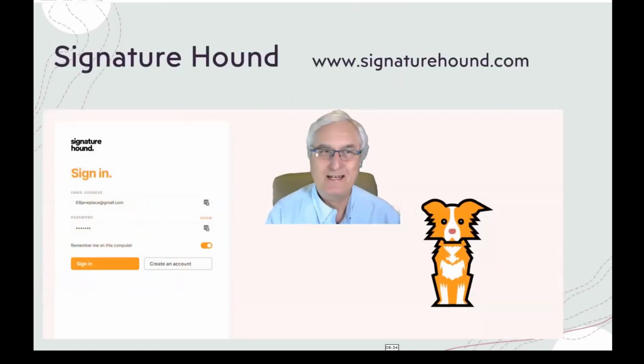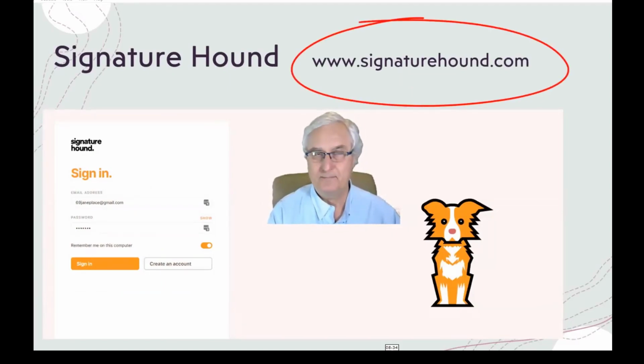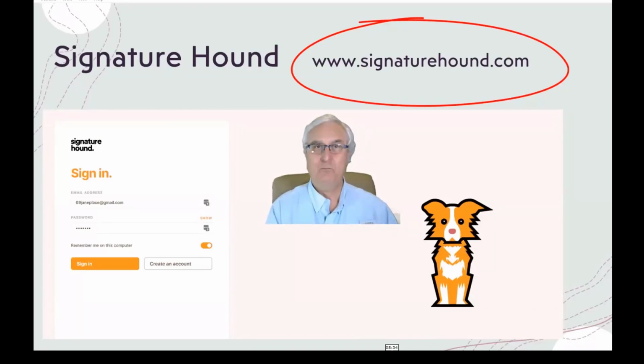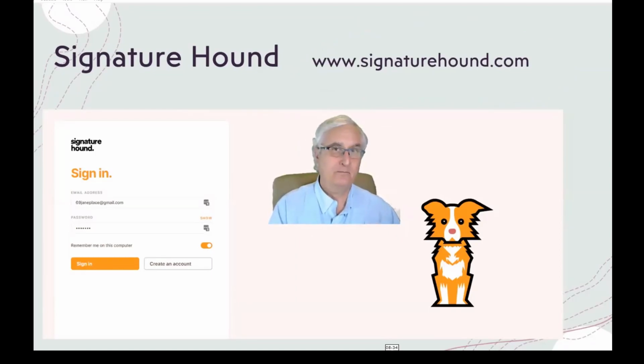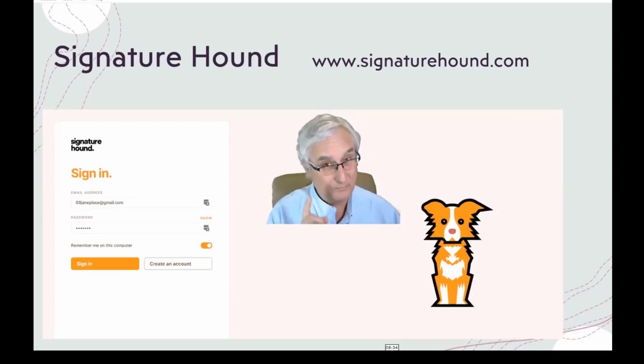Now, the demonstration today is going to be on a free software program called Signature Hound. I discovered this last week, and it's pretty darn cool. And you go there by www.signaturehound.com. And when you get there, I want you to sign in or create an account. It's free. Hey, this is free. It's pretty good, too. Watch how we do this.